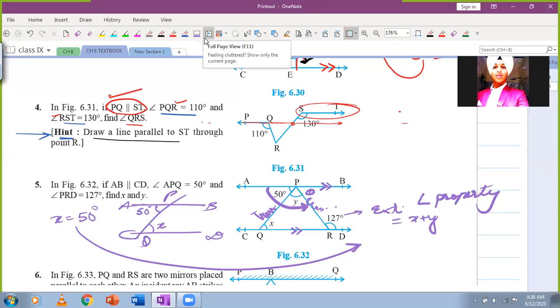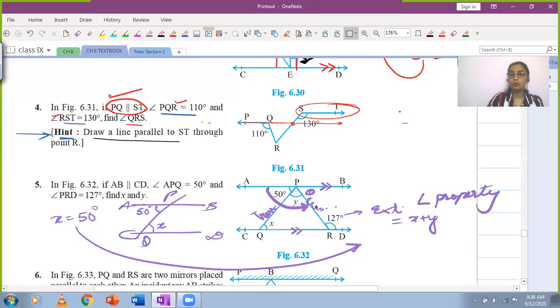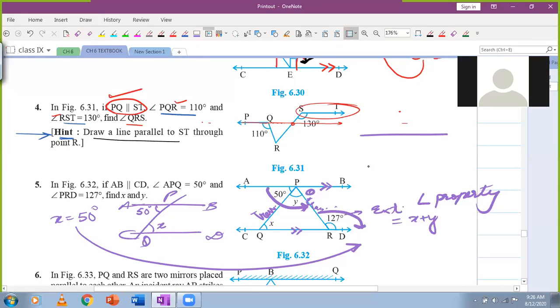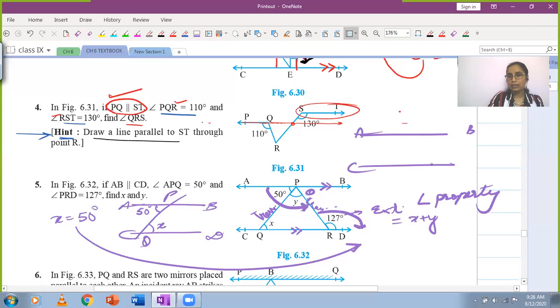But it forms alternate interior angles. Yes, it forms alternate interior angles with 127. That's correct. You can use that property. If we look at these two lines, AB and CD, and we consider PQ, PR as transversals, then on this side, you have y plus 50 together. On this side, you have 127. Then you can use alternate interior angles to find out y. So you can either use this to find out x and then use exterior angle property to find y, or you can use x from here, alternate interior angles, and y from here, alternate interior angles.